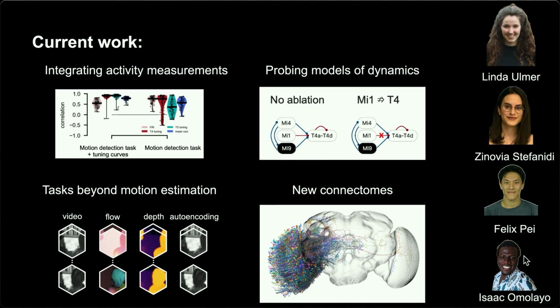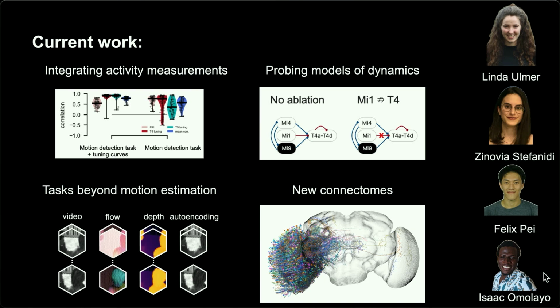I just want to give you a quick idea of how we are extending this at the moment. When we built this model, we didn't integrate any activity measurements, which was important for this proof of concept, but in some ways, obviously, is strange. If you do have neural activity measurements, why not use them to constrain the model? Linda, a student in the group, is working on this. This turns out to be a very tough multitask learning problem, but we're making some progress on constraining models, both by task constraints and neural activity constraints.